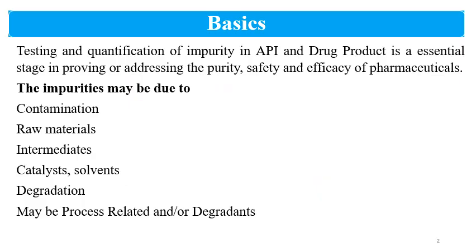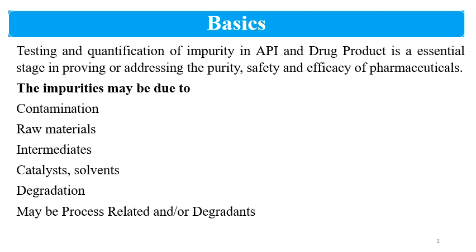So impurity means it is not the part of drug substance or it is not the part of formulation. That means it is not excipient. So whatever impurities are there in the API, that is drug substance or the drug product, these are required to be analyzed, these are required to be listed, and these are required to be controlled.